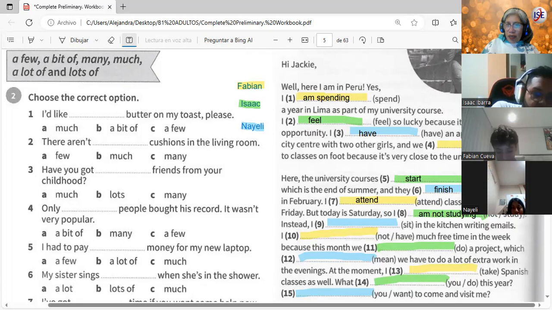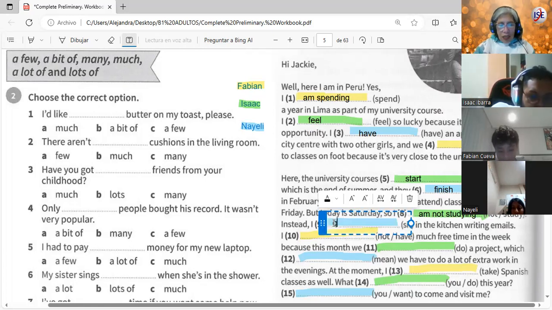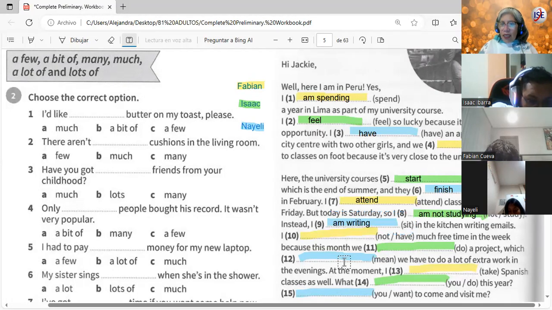Nayeli, I sit or I am sitting in the kitchen writing emails. I am sitting in the kitchen writing emails because it's the action she's doing at the moment, she's writing. I am sitting in the kitchen writing emails.